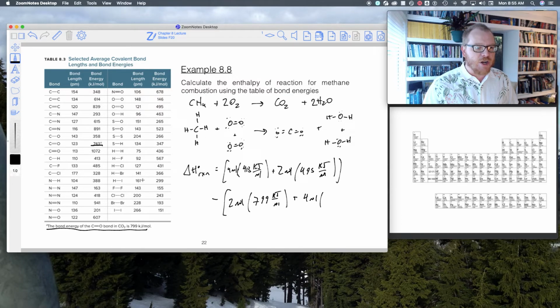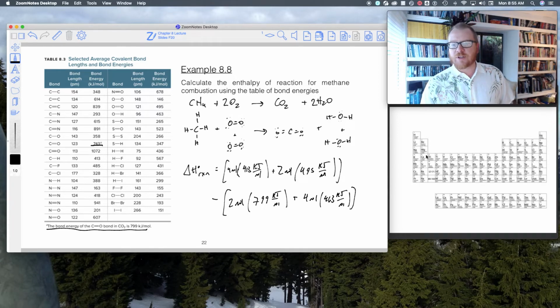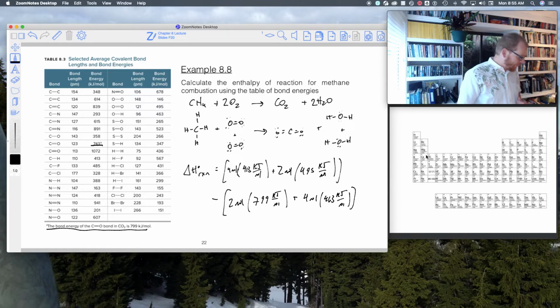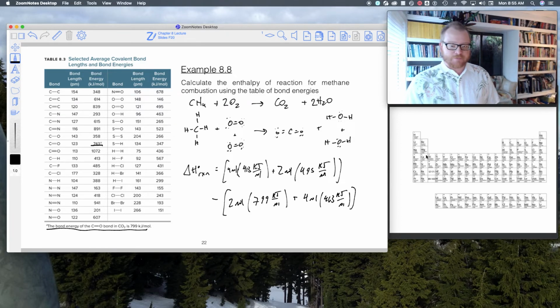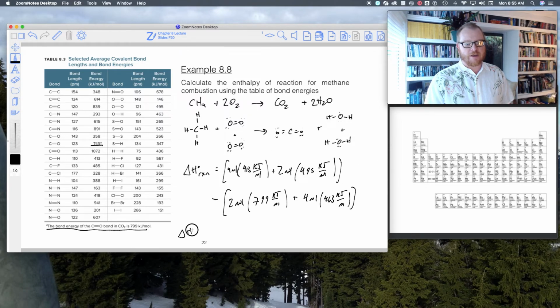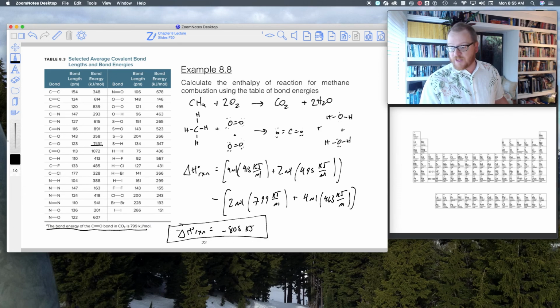Now an HO bond, there it is, 463 kilojoules per mole. I just realized I have my periodic table up here, but really for this lecture I needed my calculator. You should prove this to yourself. Luckily, the answer was already on the right page. If we were to go through and calculate this whole thing, we would come up with that negative 808 kilojoules. So give that a shot.